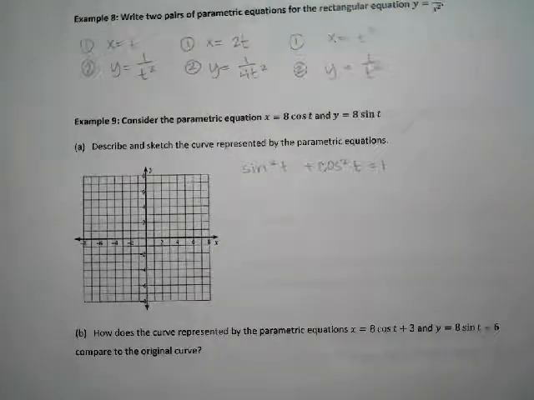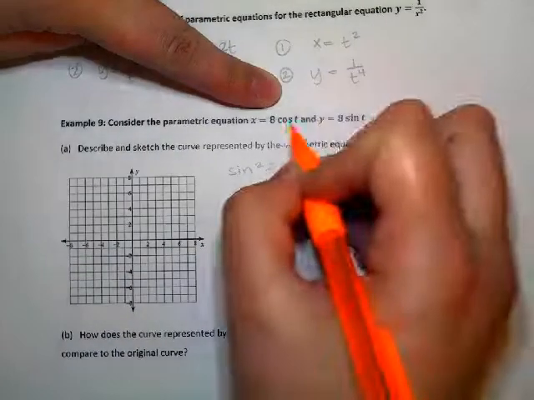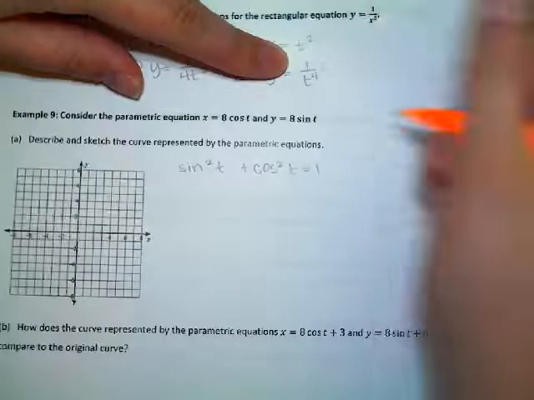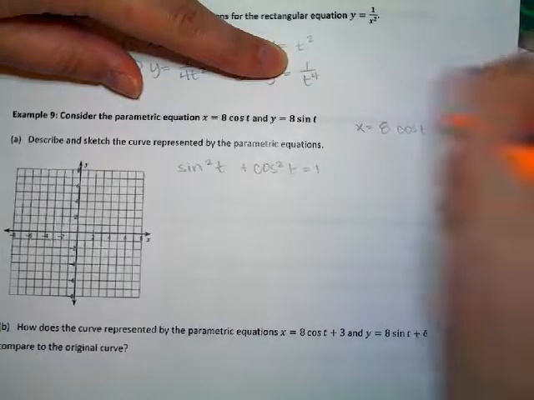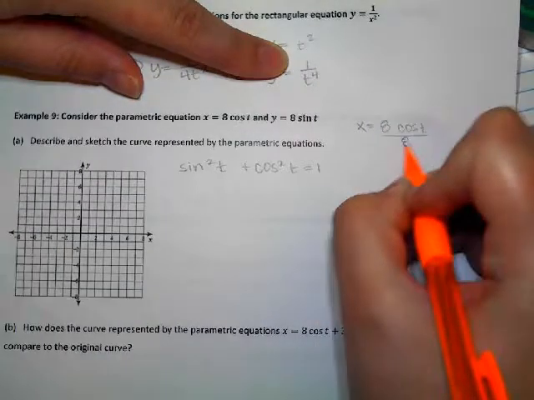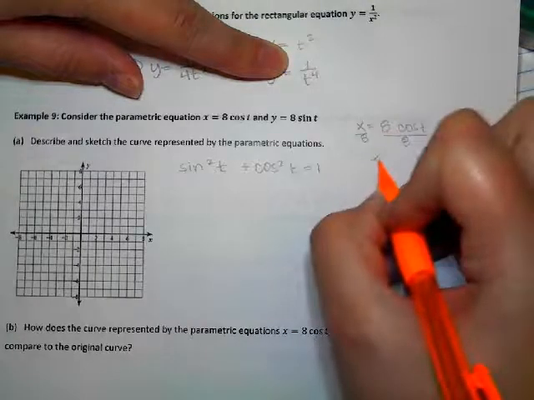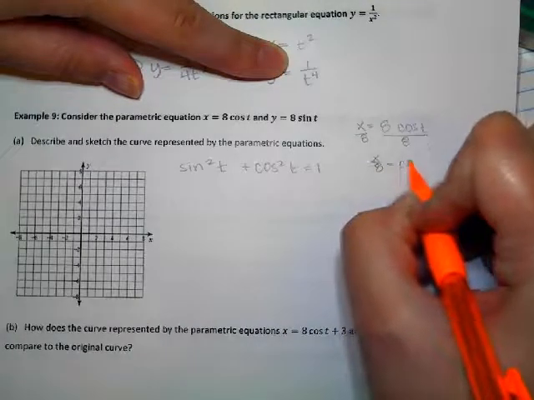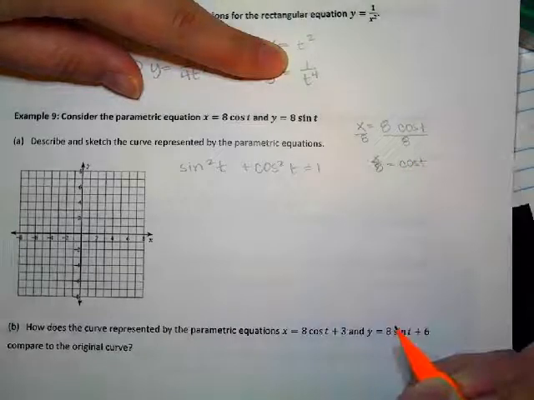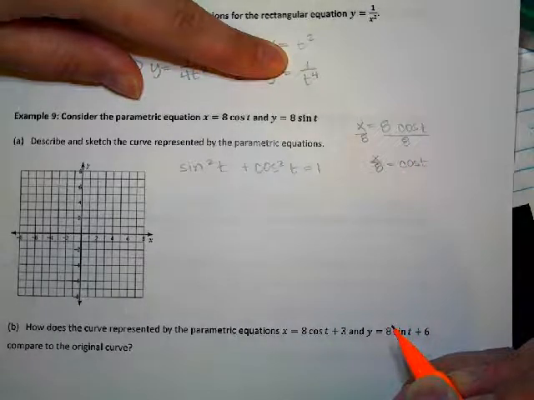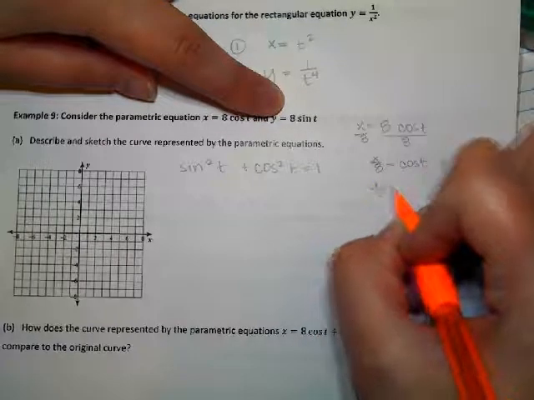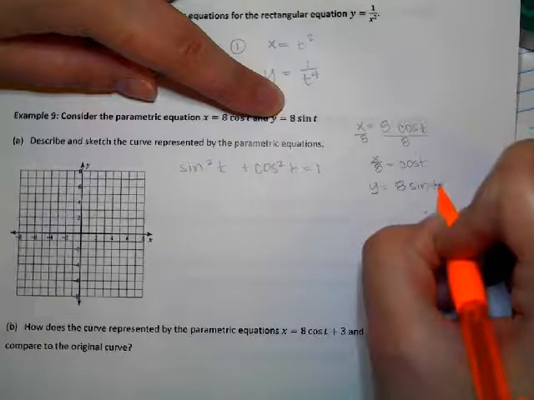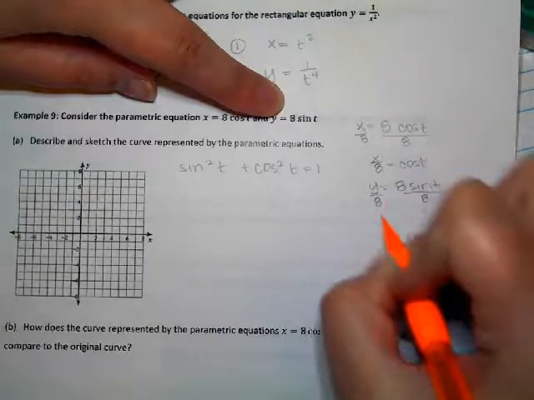So what we're going to do off to the side is take this and say, if we wanted to isolate the cos t, we could say x equals 8 cos t. And so then I could divide by 8. And so that means x over 8 equals cos t. And then similarly, with the sine, y equals 8 sine t, divided by the 8, y over 8 equals sine t.